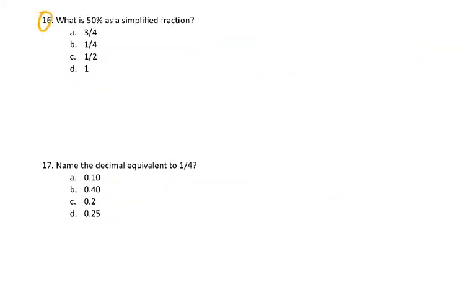16 is one we should know by heart. It says what is 50% as a simplified fraction? 50%, so 50 out of 100. If you reduce that, you should get 1/2. If you're a 50% free throw shooter, you should make 1 for every 2 shots. So C. 17 says name the decimal equivalent to 1/4. Remember, if you have 1/4, you have a quarter. So that would be 0.25.